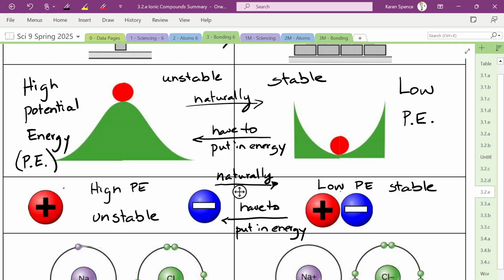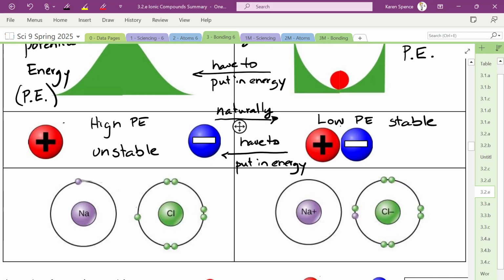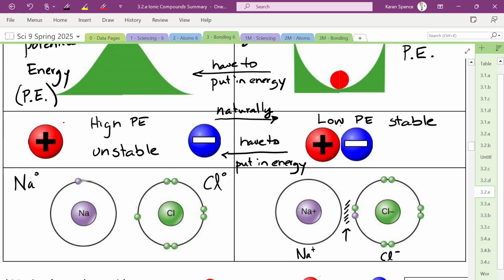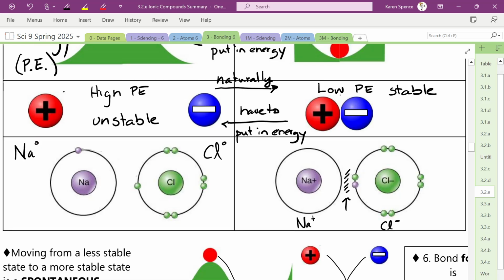So sodium and chlorine. This is Na, neutral, Cl, neutral. That is unstable. Na plus, Cl minus, and they're stuck together. What do we call that thing that sticks them together? That's an ionic bond.